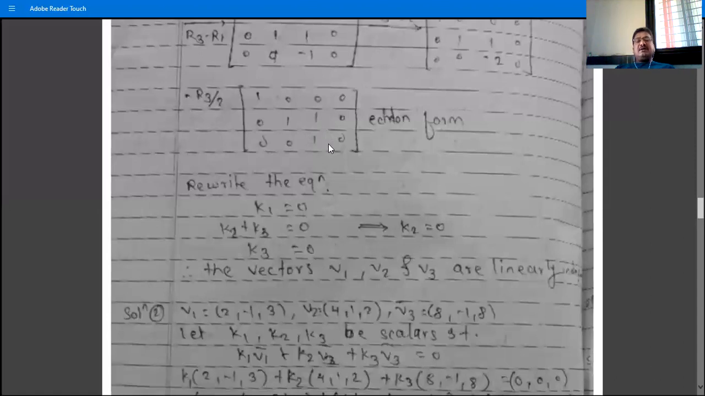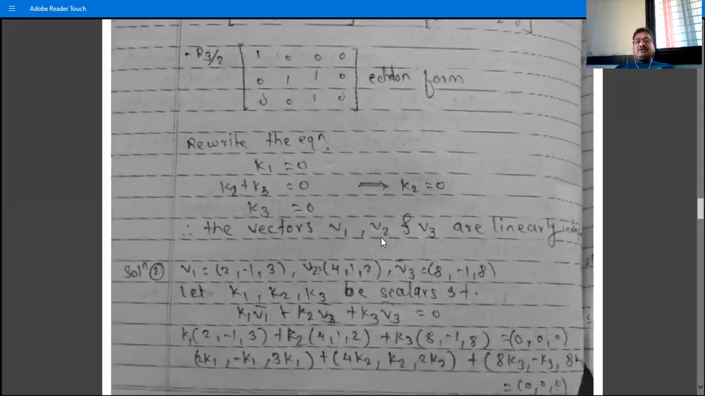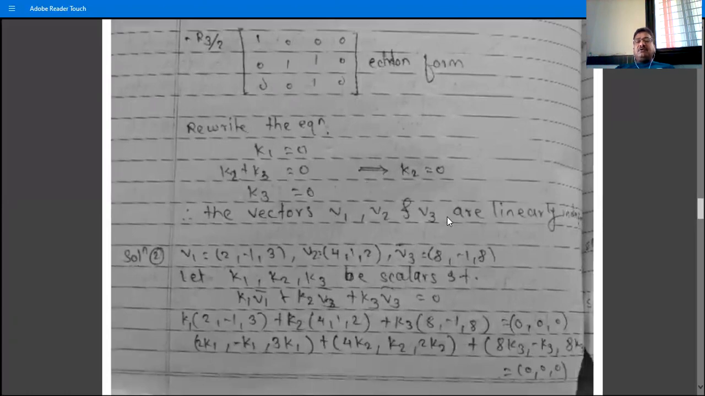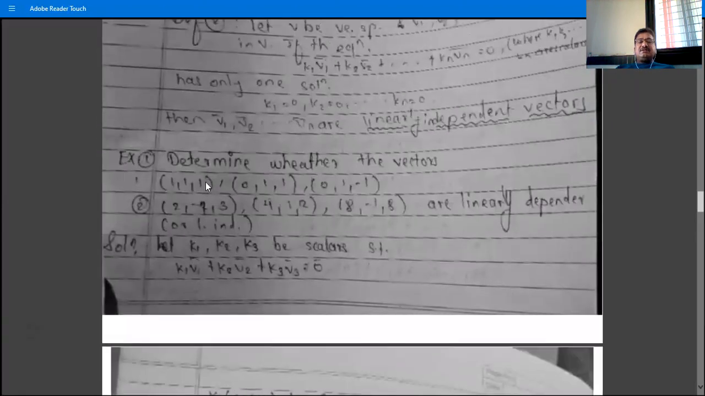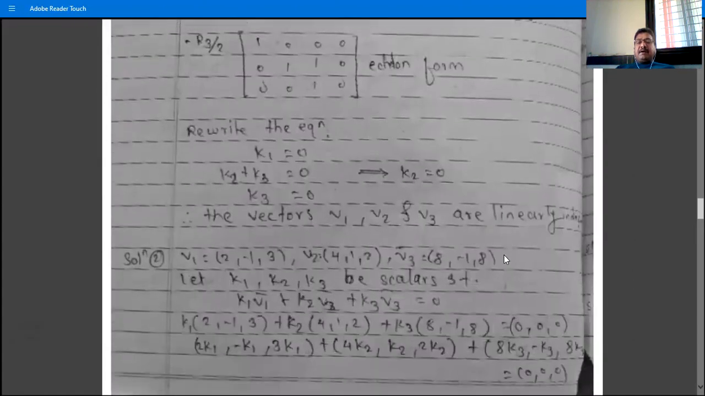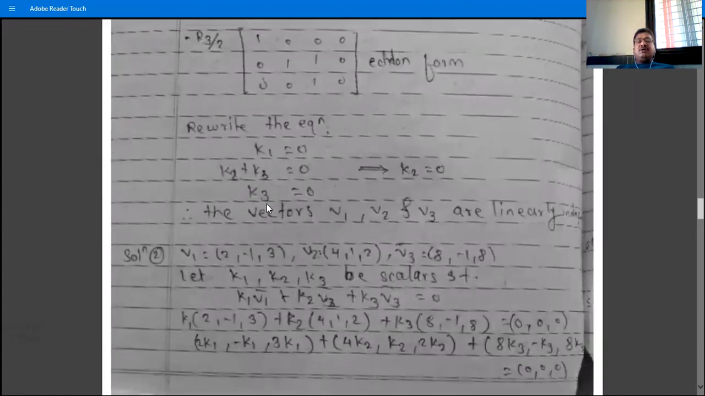The system is consistent. So rewrite the equations. K1 is equal to 0. K2 plus K3 is equal to 0, the second equation, and the last equation K3 is equal to 0. So substitute K3 equal to 0 in the above equation. We have K2 is 0. So K1 is 0, K2 is 0, and K3 is 0. Therefore V1, V2, V3, the given three vectors, are linearly independent. If one of them were non-zero, then we would say the given vectors are linearly dependent. But all K1, K2, K3 are 0, and therefore these three vectors are linearly independent.